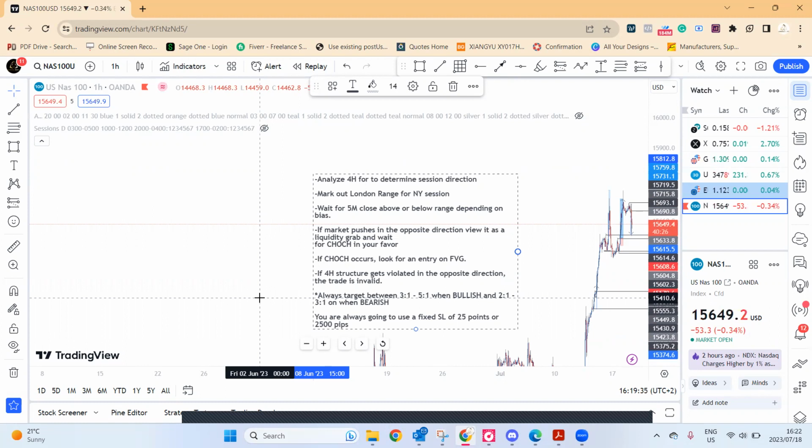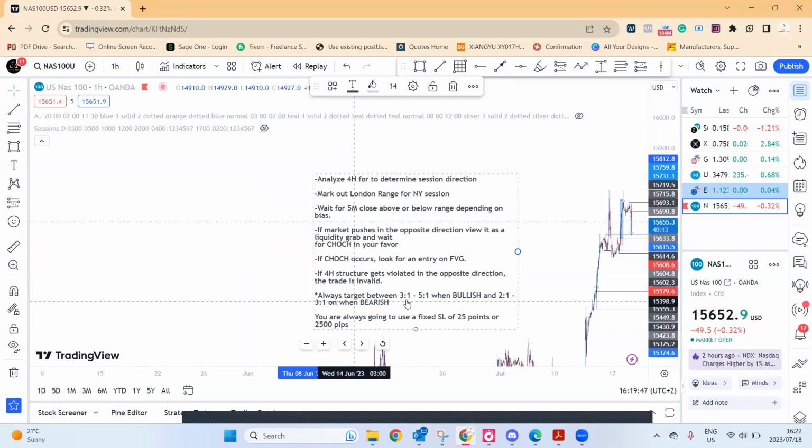Okay. If market pushes in the opposite direction, view it as a liquidity grab and wait for a change of character and take your entry on the fair value gap. So when you get a change of character, that means if you are bullish but the market opened bearish, you wait for it to become bullish, change character, and then you take your entry on the fair value gap.